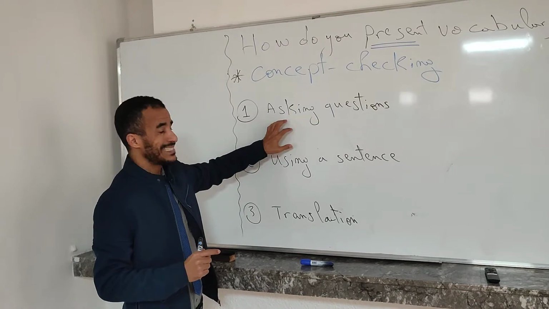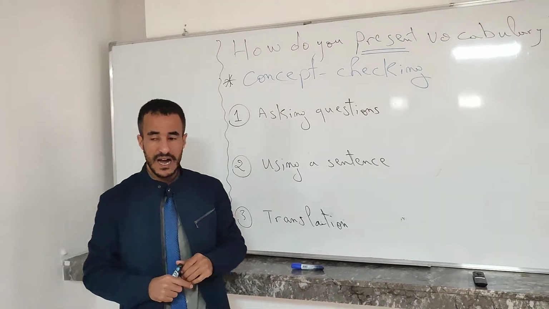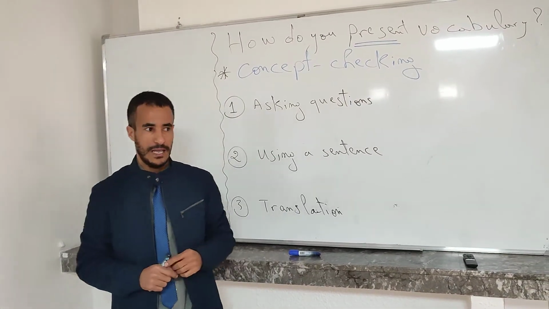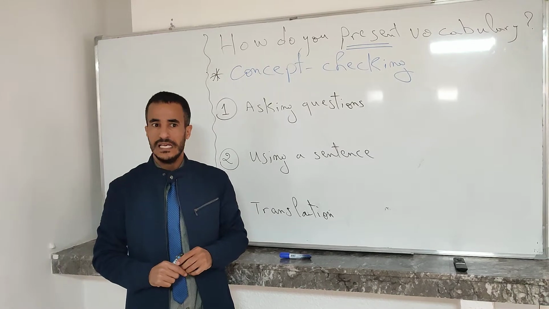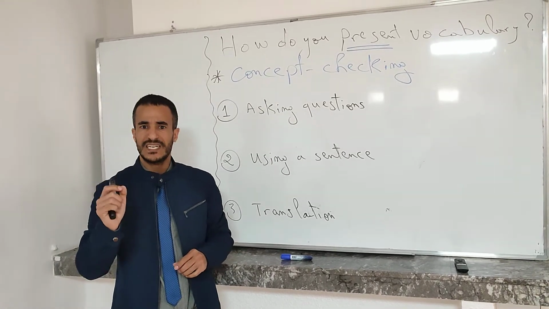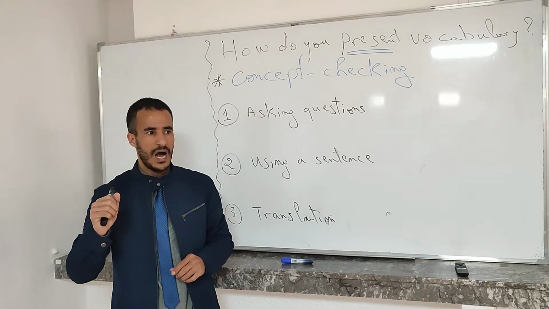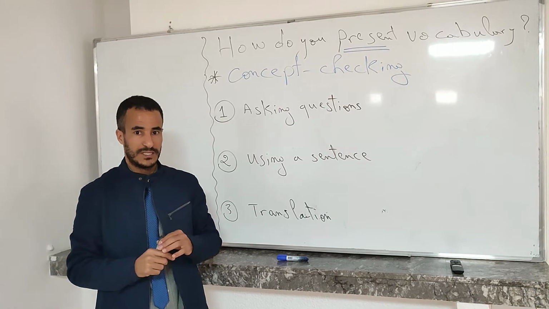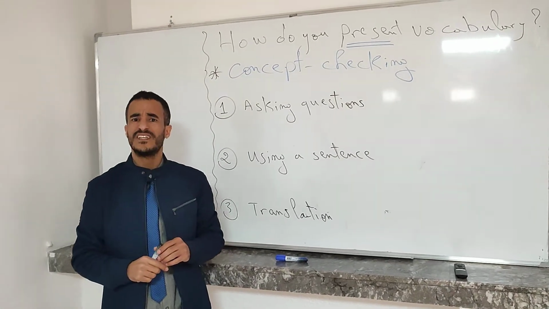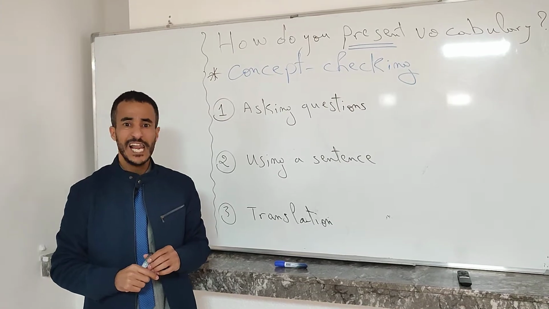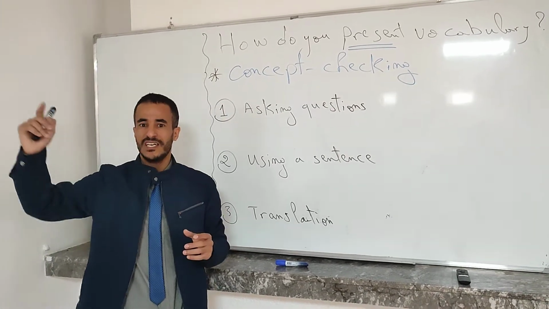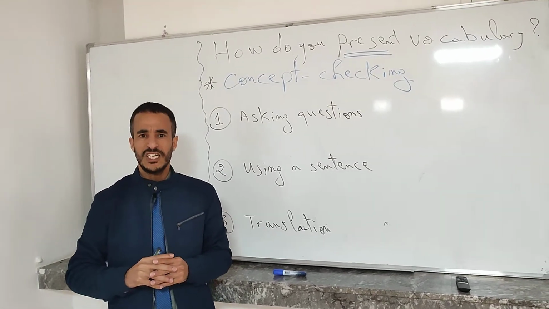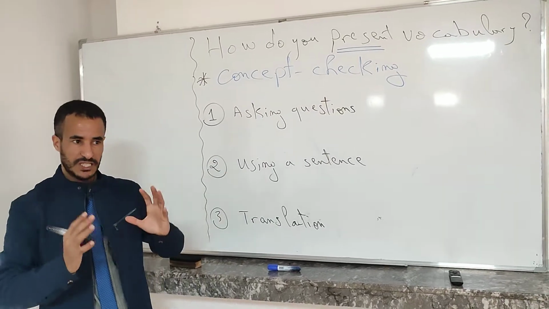Number one, I ask them questions. For example, if I teach words about colors like blue, red, yellow, I may ask them a question like, is blue a color or food? Teacher, it's a color. So here I'm asking questions based on choices. Or, what's the color of the sun? Is it yellow or is it blue? Teacher, it's yellow. Or, what is the color of the sky? Teacher, it's blue. So we can ask questions.